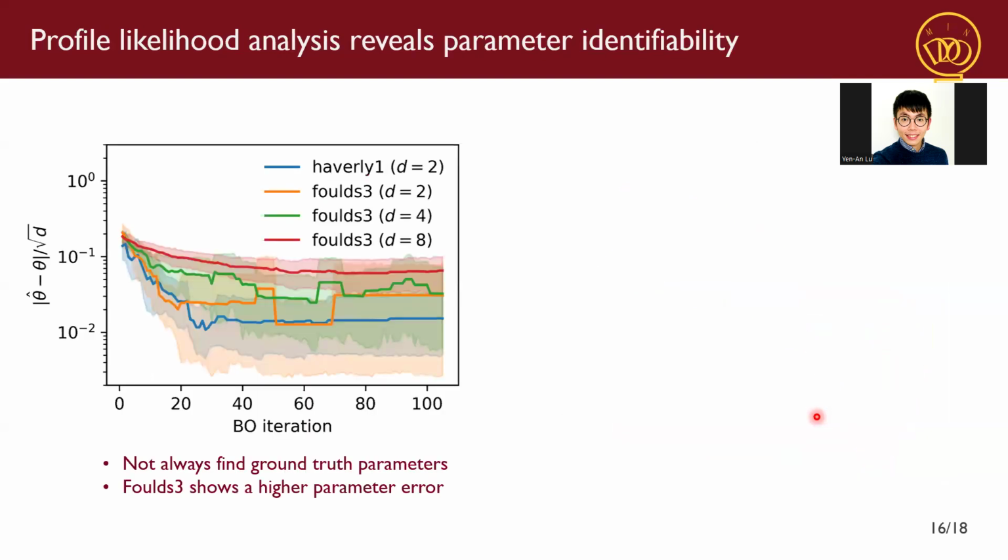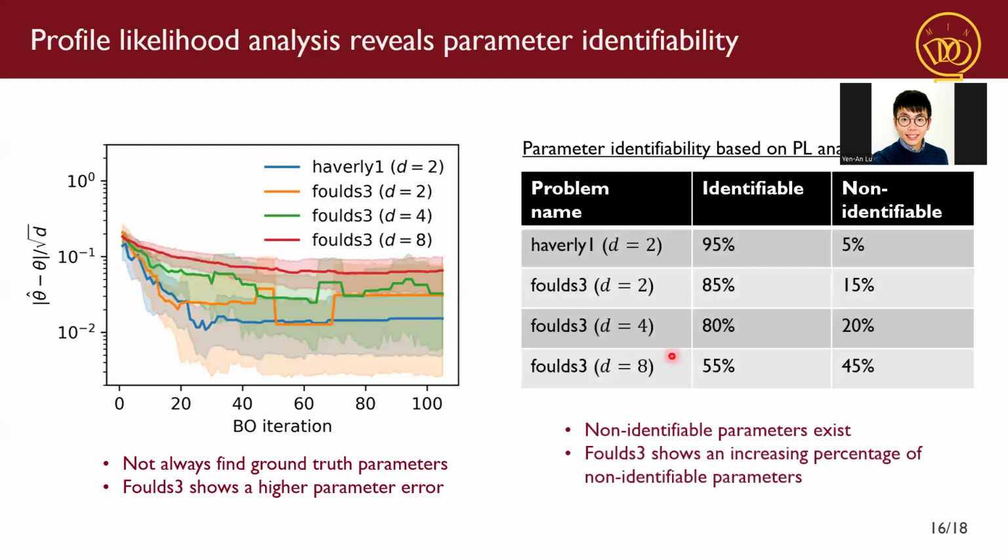Next, let's apply this PL analysis to our pooling problems, where recall that our algorithm does not always find the ground truth parameter values, especially in the pooling problems with higher unknown dimensions. So we apply the PL analysis to these four different conditions. We found that when we have higher loss or parameter errors, we see an increased percentage of non-identifiable parameters in our problems.